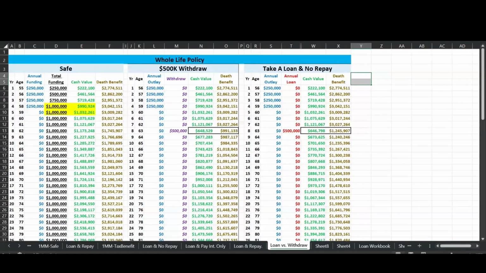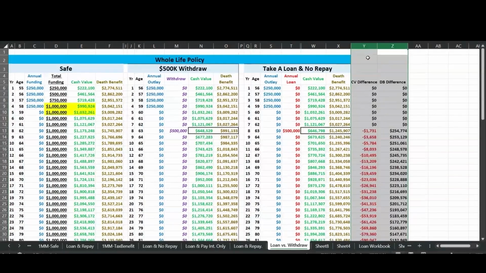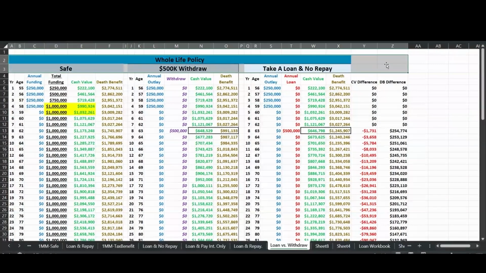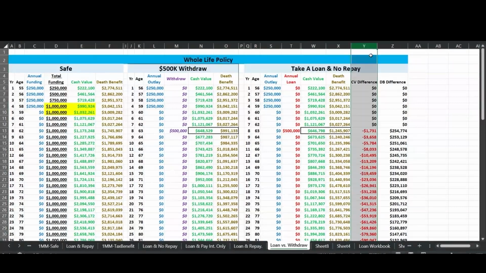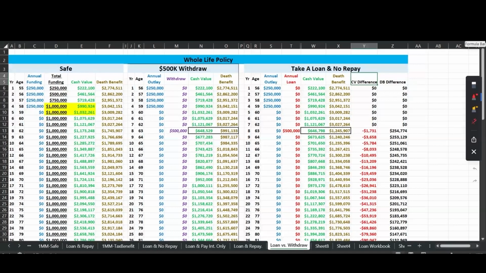Cash value difference. Let's also do death benefit difference. First 7 years, they will be identical. What happened? This is showing the cash value and death benefit difference with the loan scenario. Specifically, if I focus on the cash value difference column, it shows how much more or less I have in cash value if I take a loan instead of a withdrawal.